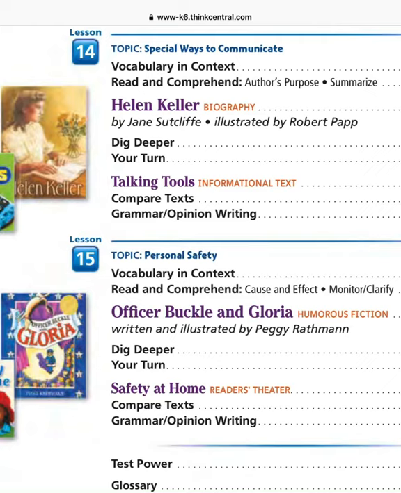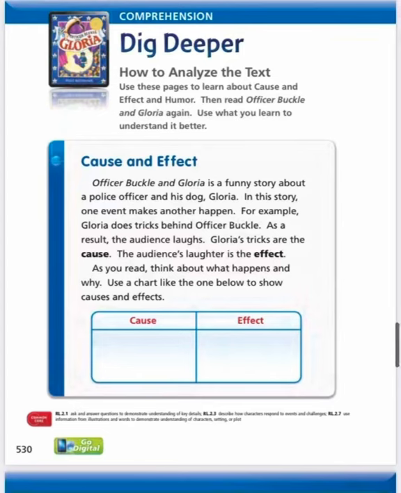Unit 3, Lesson 15. Comprehension. How to analyze the text. Use these pages to learn about cause and effect and humor. Then read Officer Bucko and Gloria again. Use what you learn to understand it better.